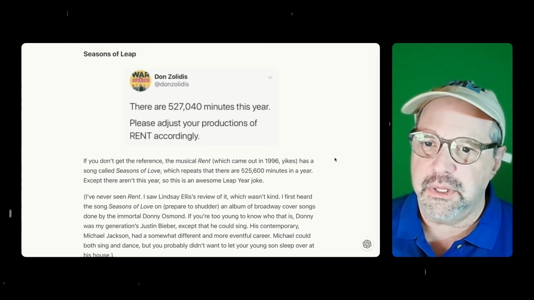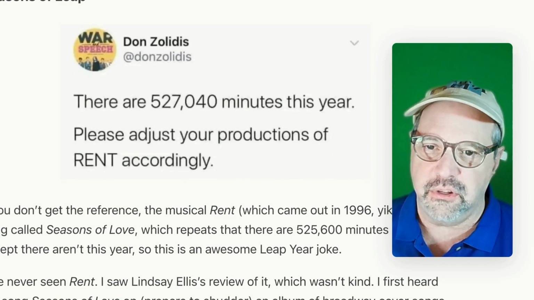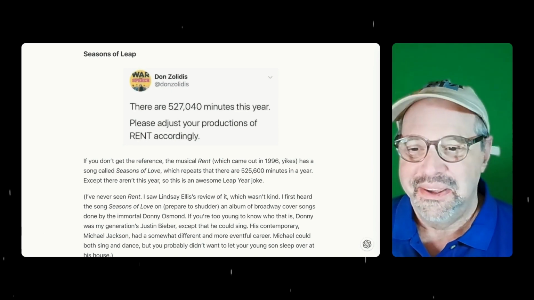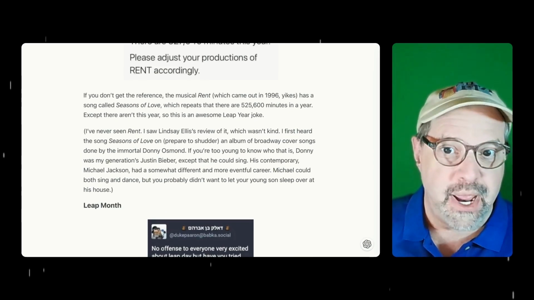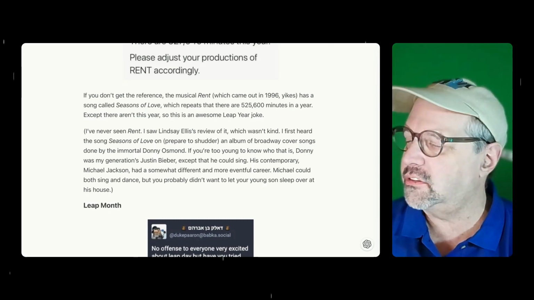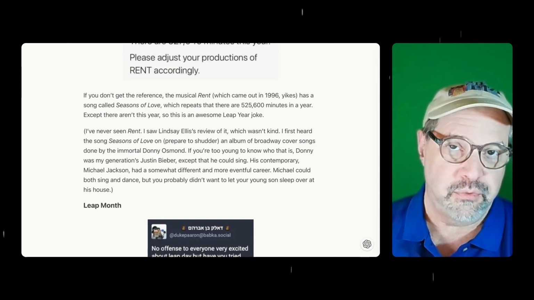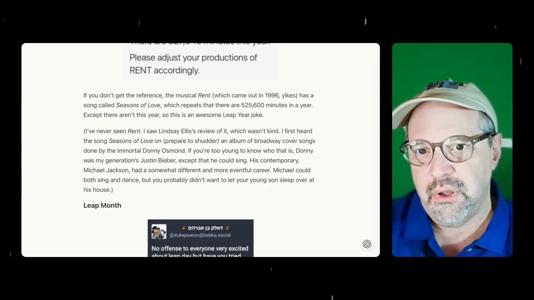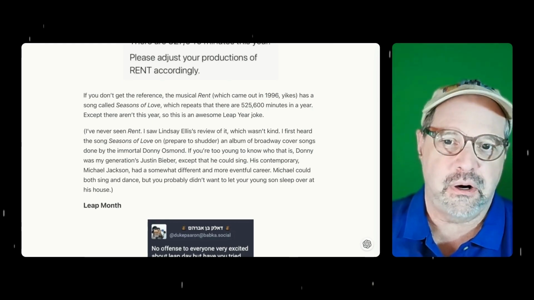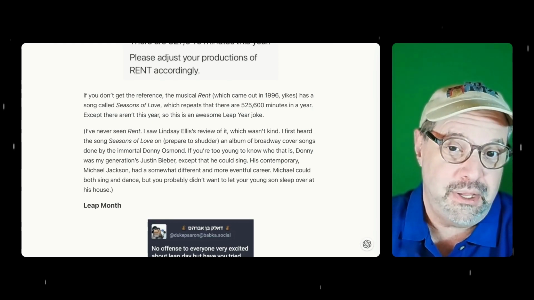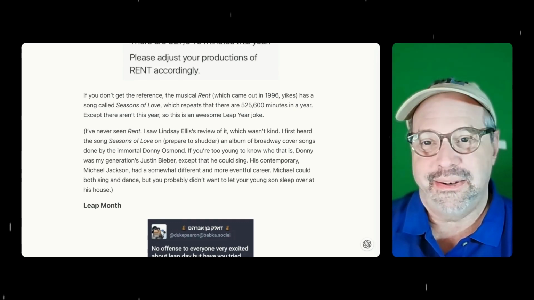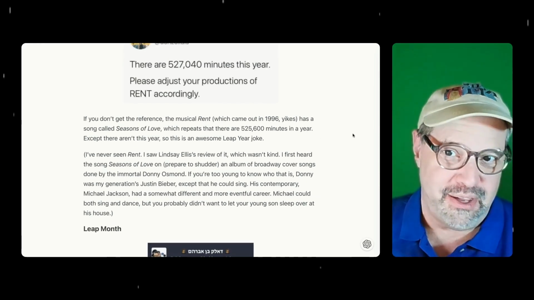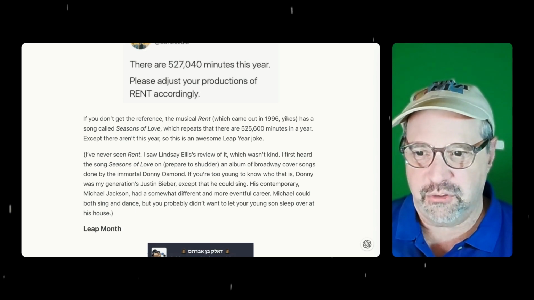This one I titled Seasons of Leap. It said there are 527,040 minutes this year. Please adjust your productions of Rent accordingly. Now, if you don't get the reference, the musical Rent came out in 1996. So that's, oh my goodness, coming up on its 30-year anniversary in a couple of years. That has a big song in it called Seasons of Love, which repeats multiple times in the song. There are 525,600 minutes in a year. And this year there's not, because of course it's a leap year. In fact, there are 527,040 minutes because we have one extra day, of course.